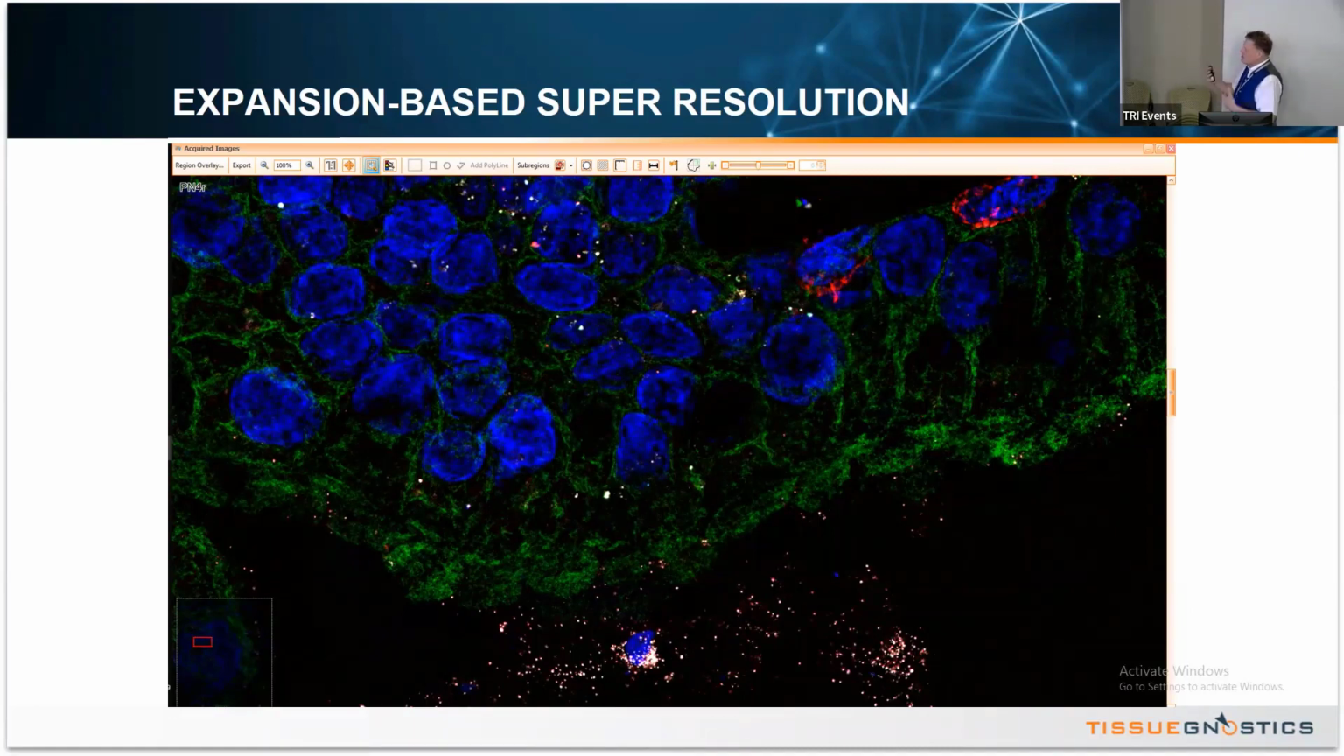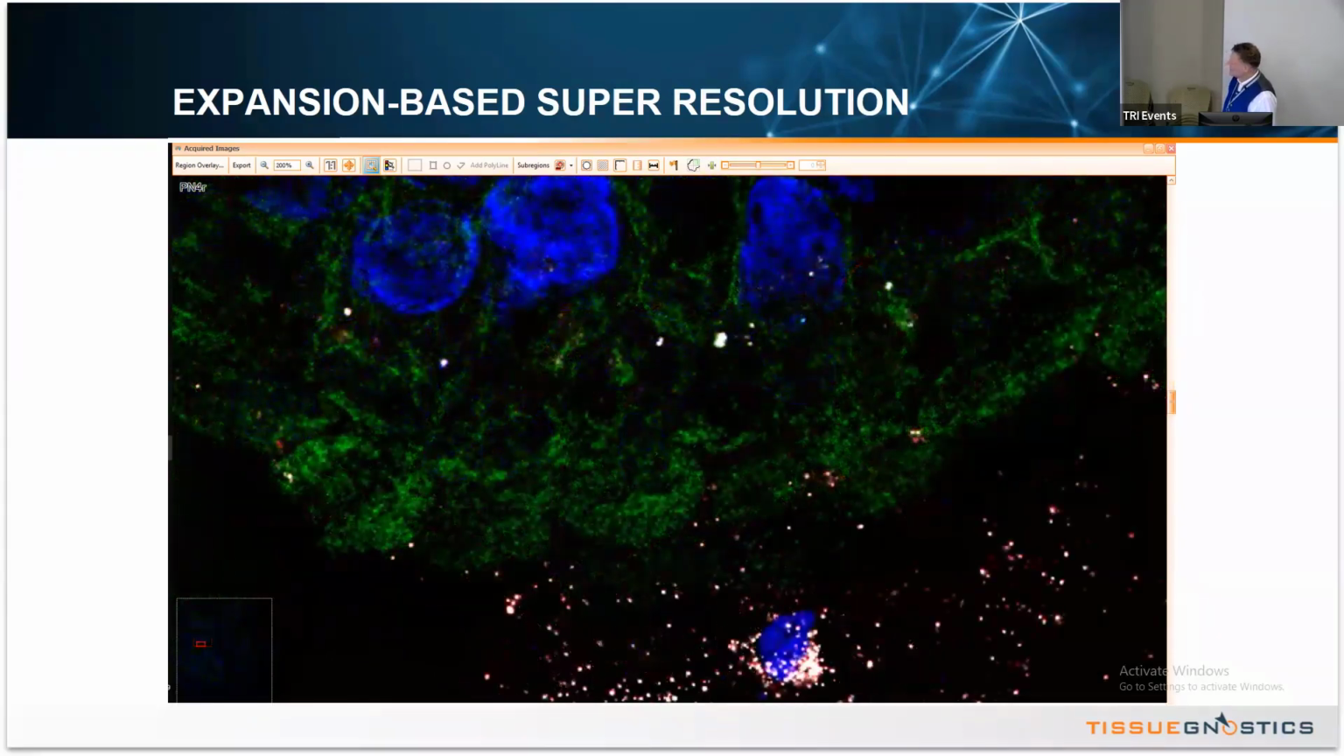And this combination of confocal, but still standard, whole slide imaging and expansion microscopy is what we have called expansion-based super resolution. And in contrast to the real super resolution, it's cost effective, you can apply it to whole tissue sections, not only to just a few fields of view, and to multiple markers. You can even combine it with multispectral imaging.